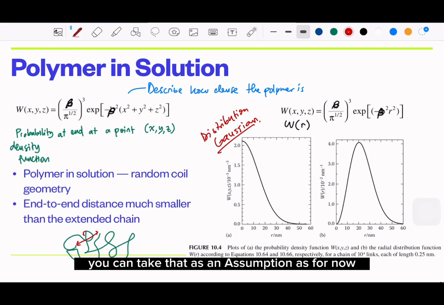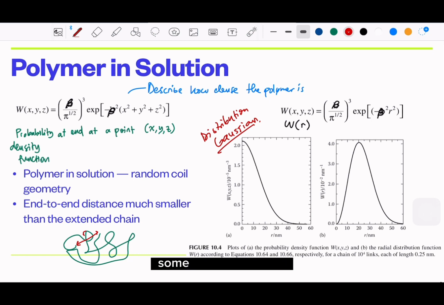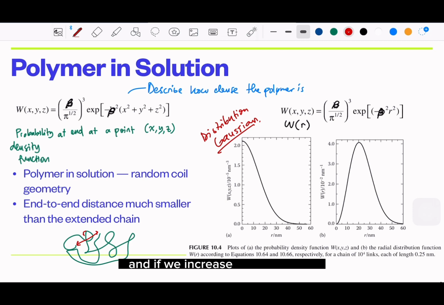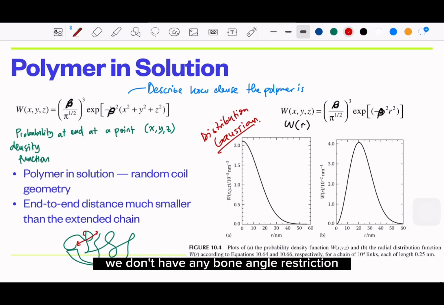You can take that as an assumption for now. But when we try to model for more experimental cases, we could see that this is going to be true. This arc will be very small compared to the whole chain of the system. And if we increase the restriction, for example, the assumption for the previous one is that we don't have any bond angle restriction, so if we take the bond angle restriction, the coil geometry will also increase. So the randomness will be increasing.